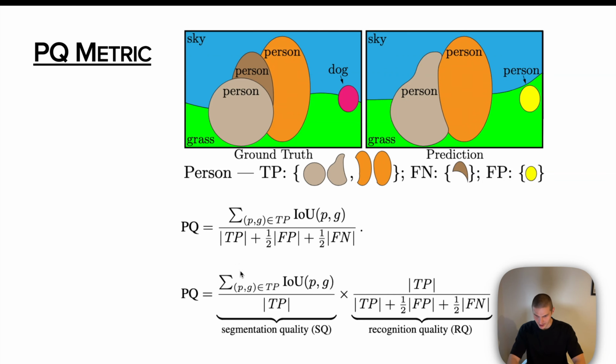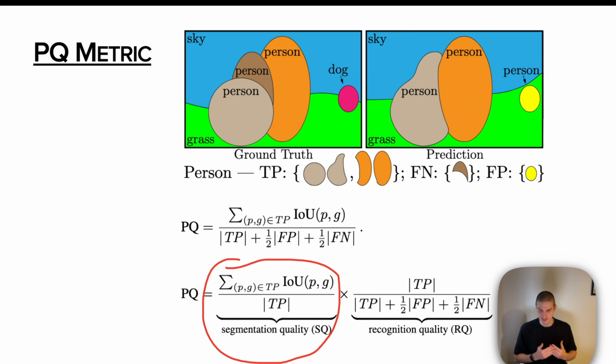And so the actual value of the metric is calculated like this. So it's a sum over all the classes of IoUs between predicted and ground truth divided by true positives plus false negatives. And it's easier to understand what that means if you just multiply and divide by the total number of true positives. So in this way, this first term, also sometimes called just segmentation quality, is basically the mean IoU between predicted and ground truth objects.